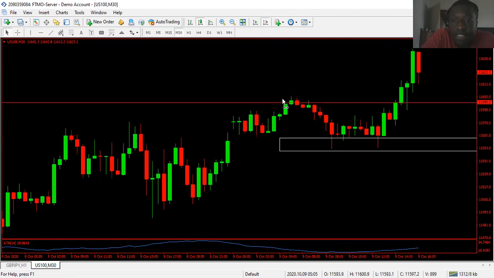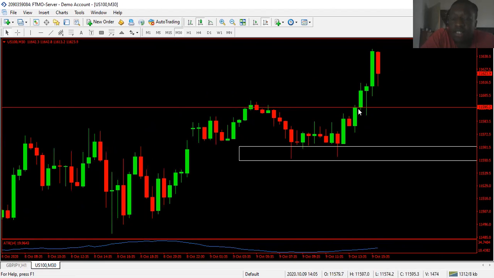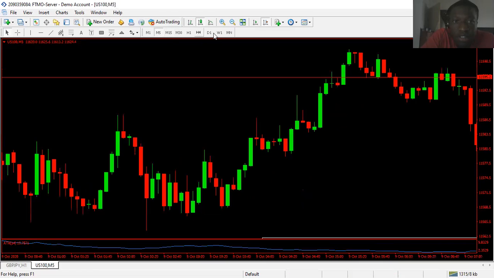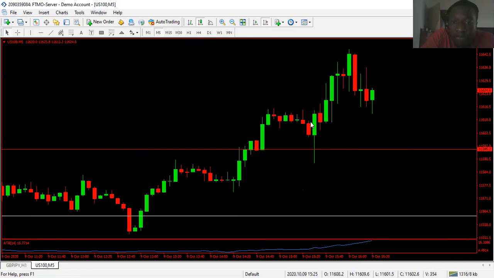Now, there was a trade I just took early on. It was at the break, I believe, of this. Let's just go on the 15. So I was watching price action at this range, and we had this candle forming. Once it broke, I took an entry on this candle for some buys, I believe. Or was it this candle? Let's just quickly see. Okay, yes, it was actually at this candle on the 5 minutes.